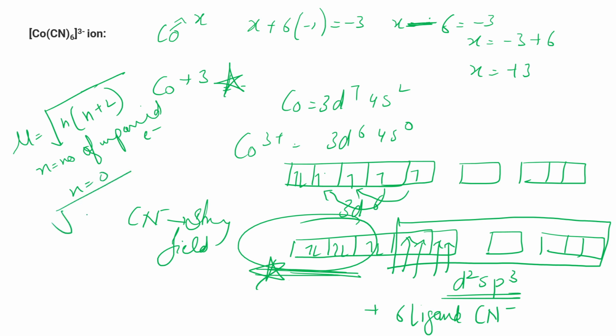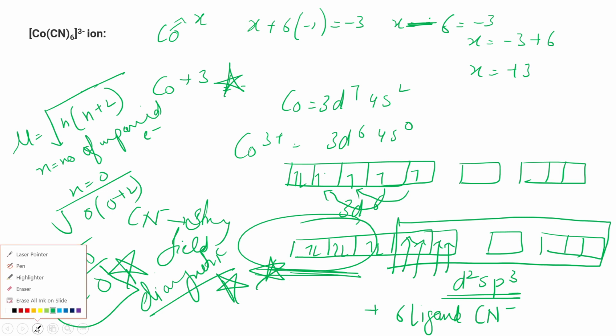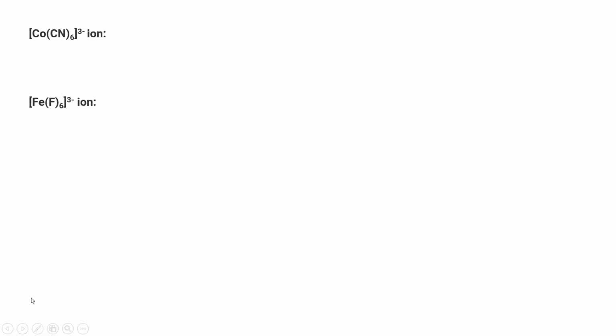So what will be the value? 0 into 0 plus 2, under root 0. Magnetic moment will be 0 only. Okay. It is a diamagnetic complex. It won't be having any magnetic moment. I hope you guys understood. I'll give you 5 minutes to solve another example.